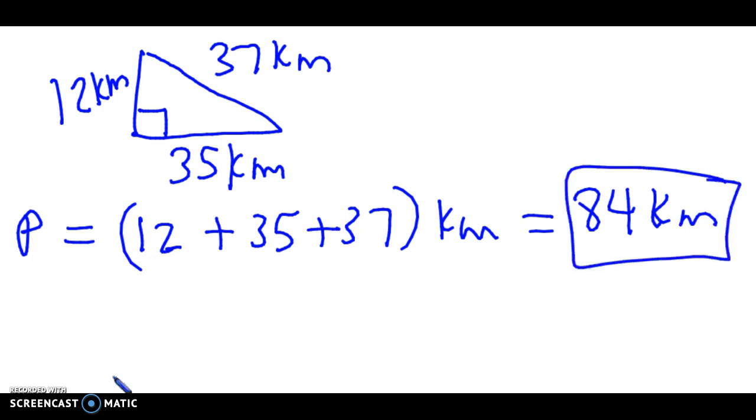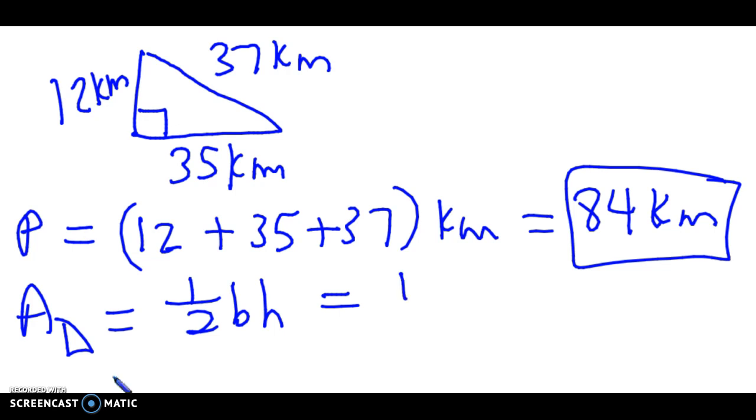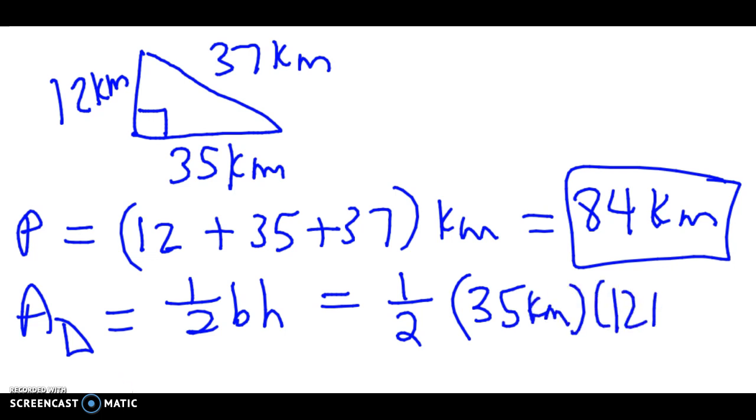And its area, the formula for the area of a triangle, if we know the height, is 1/2 the base times height. So it would be found by 1/2. The base of this triangle is 35 kilometers, and its height is 12 kilometers. So the area of this triangle was 210 kilometers squared.